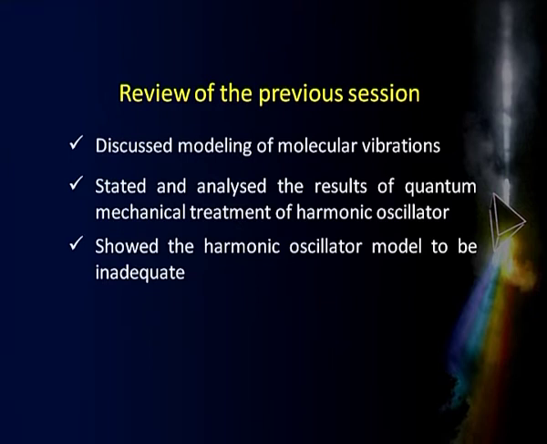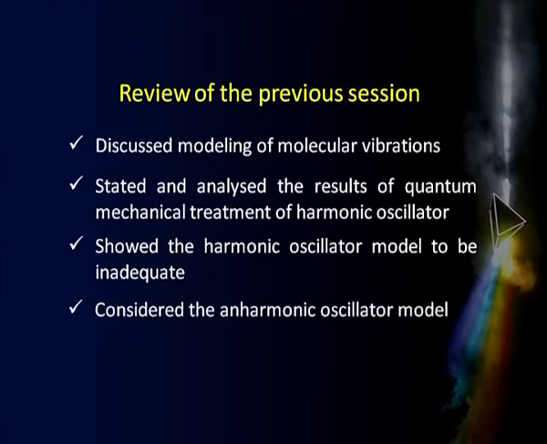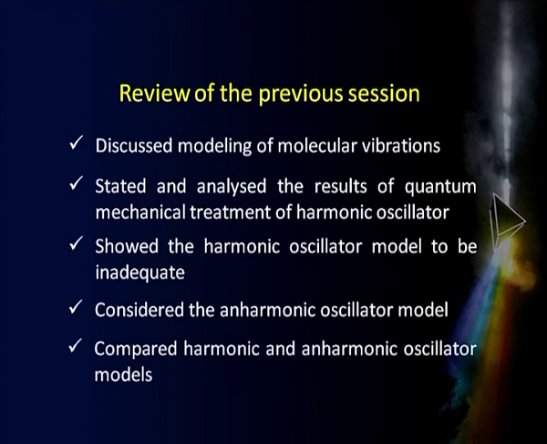Then we also showed towards the end that this harmonic oscillator model is inadequate because it does not truly represent the oscillatory behavior of a diatomic molecule. Our molecule is not harmonic, because if it were, it would not dissociate, which it does. So we have to bring in some anharmonicity. Instead of a parabolic potential energy expression, we used the Morse potential, and we realized that our energy expression changes, the energy level diagram changes, the selection rule changes, and there are a lot of expressions different from the harmonic oscillator. So we compared these two: what expressions we get in the harmonic and anharmonic oscillator, and what is the significance.